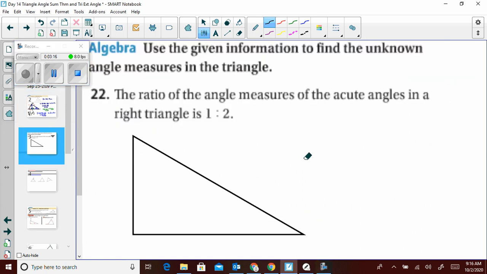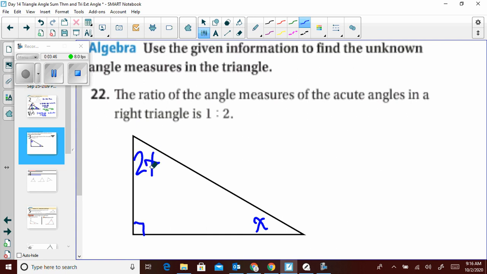Let's apply that to some algebra and ratios. We have the ratio of the angle measures of the acute angles, so that's the angles less than 90, in a right triangle is 1 to 2. The other one is a right angle. We don't know the acute angles, so let's call the smaller one x, because we're looking for it. If that's x and the ratio is 1 to 2, that would be 1x, and this would be 2x.